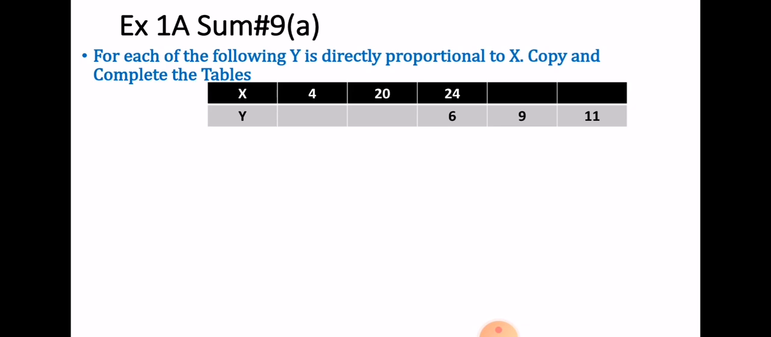Two tables are given. One is in A part and the second is in B part. So let's solve. First of all, we have to find a pair where both x and y values are given. So at x is equal to 24, the value of y is 6. With this condition at this point, we can find the value of the constant.